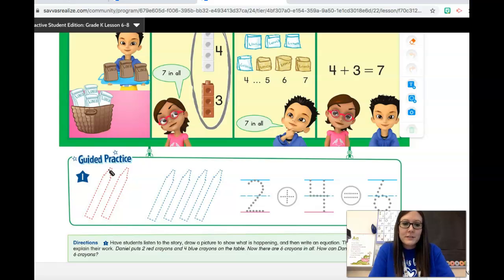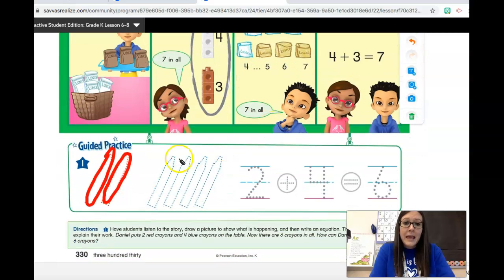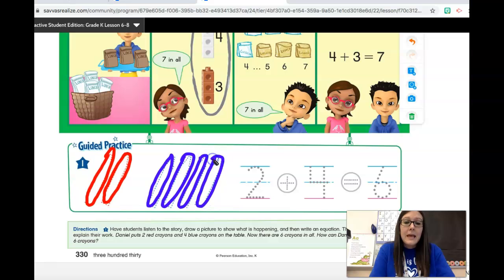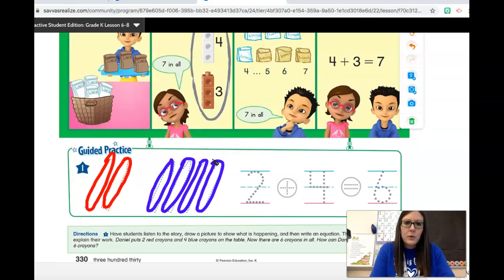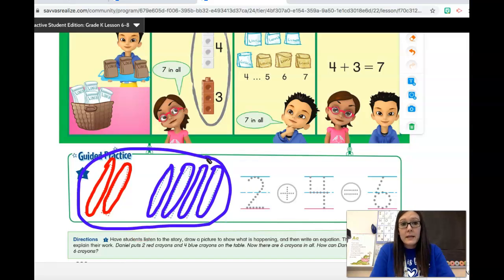Let's draw the picture first. Daniel puts 2 red crayons on the table. Do you see how we're drawing a picture that matches the story? And Daniel put 4 blue crayons on the table. Now there are 6 crayons in all. How do we know there are 6? We can draw a circle around all of them to show that we're counting the whole group.